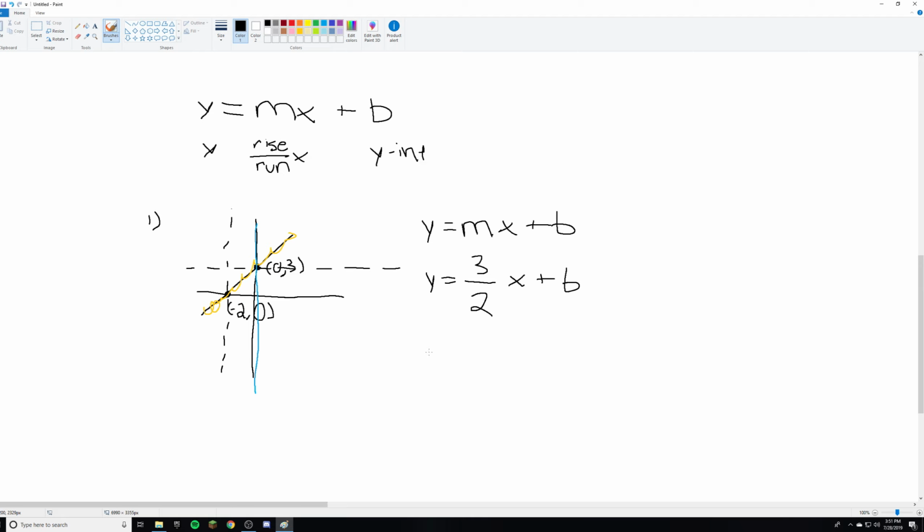So the final equation is, oops, that is not a proper y. So the final equation is y equals 3 over 2x plus 3.